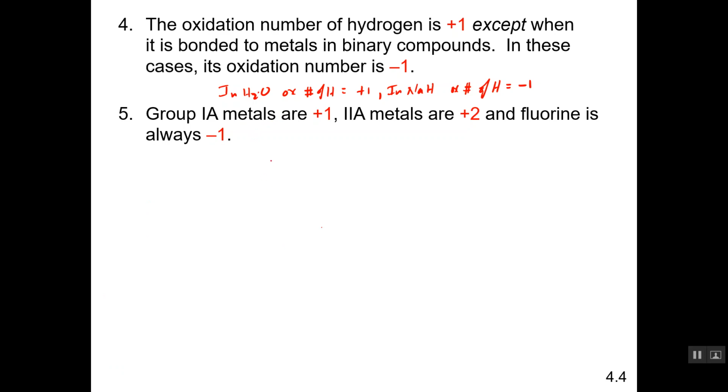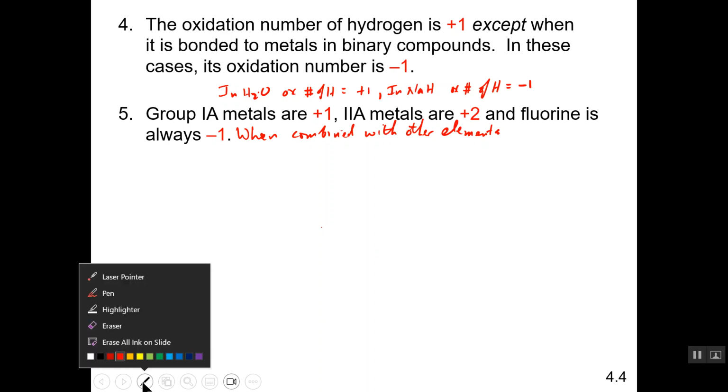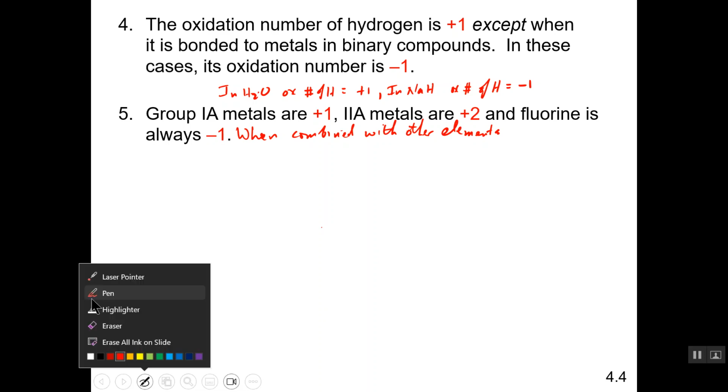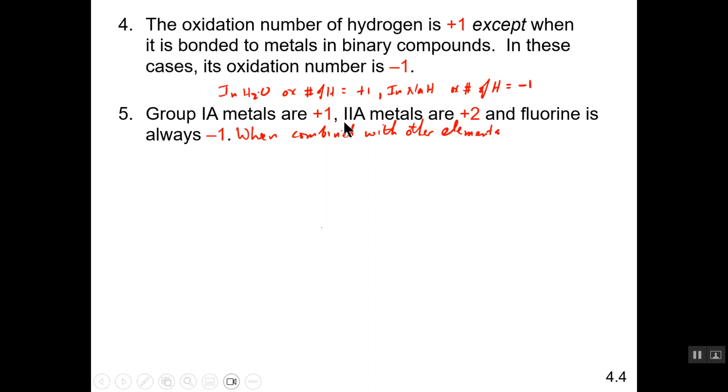That's very important. When combined with other elements, all right? So when these elements are combined with other elements in a compound or ion or molecule, the group numbers would be the same as a charge. And that's for group 1A and group 2A metal.